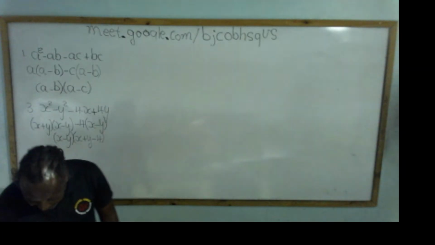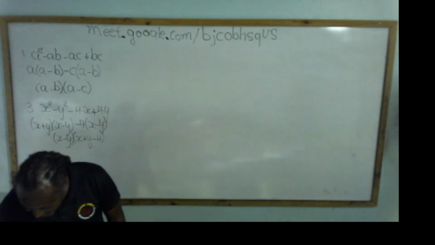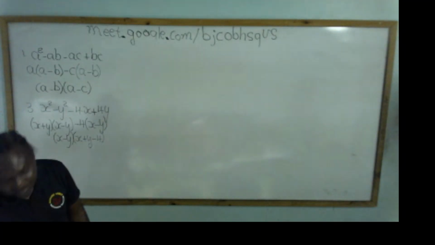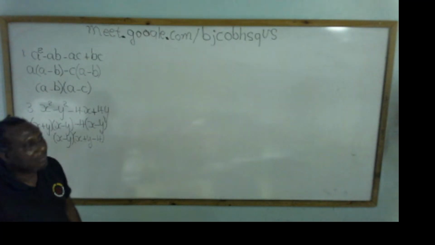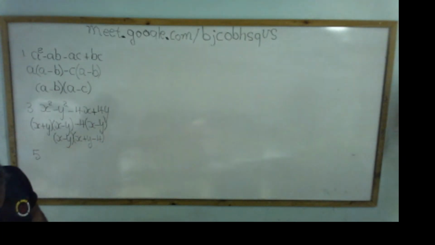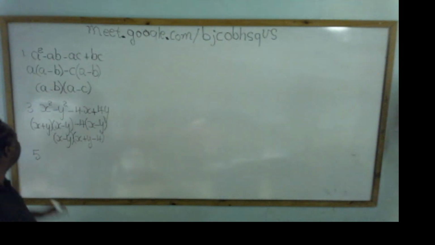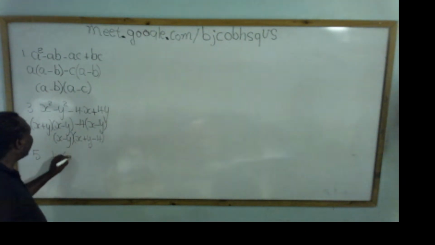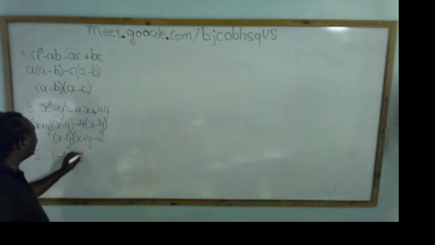So that's your number 3. I'm going to go to number 5. Number 5 is somewhat cumbersome. 1 minus all of a plus b all squared.